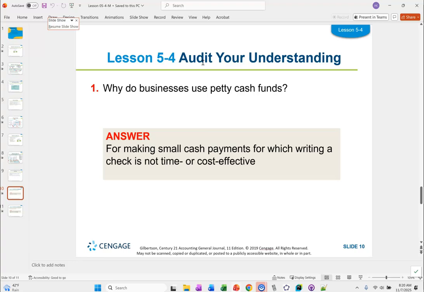Anyways, businesses use petty cash for small payments for which writing a check or doing a wire transfer or whatever is not time or cost effective. Like it costs money to write a check. They're not free technically. You pay for your checks. It's usually not much, like cents for a check, but it's money.